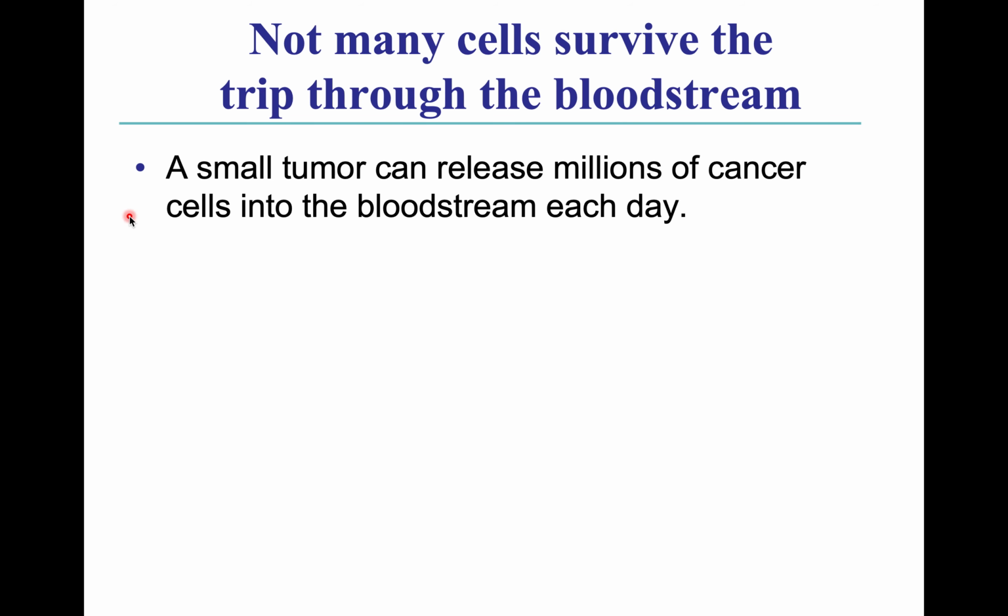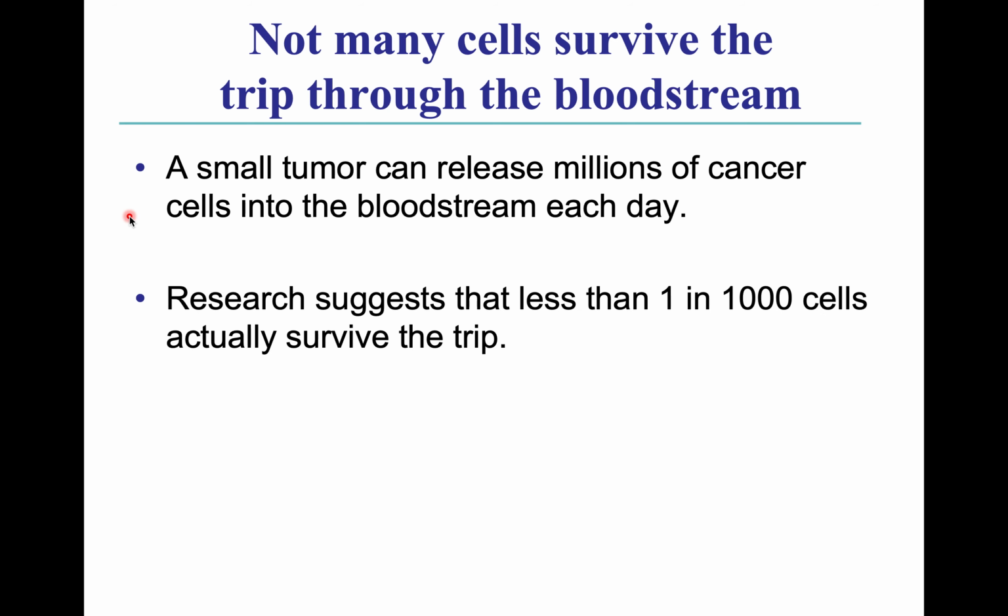So it's been estimated that even a small tumor can release potentially millions of cancer cells into the bloodstream every day. That's a pretty terrifying number. But this research also shows that maybe only 1 in 1,000 of those cancer cells are actually surviving that trip. But still, if you have a million released every day, even if only 1 in 1,000 make it, that's still a lot of cancer cells being distributed through the body.